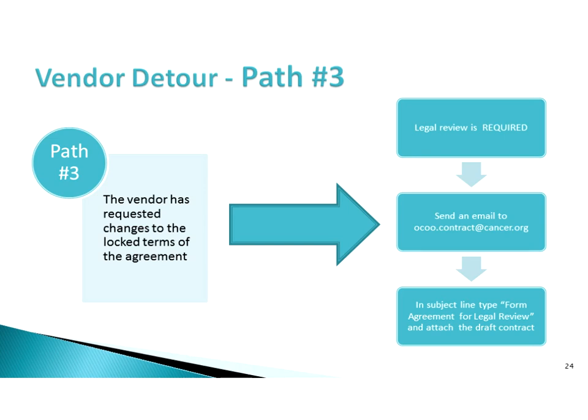So again, once the vendor has requested those changes to that locked area of the agreement, legal review is required. You're going to send an email to OCOO contracts, and in the subject line, again, it's form agreement for legal review. And you will attach that agreement that is in question, providing as much detail as possible. Include the detail about what the vendor has requested to be changed.